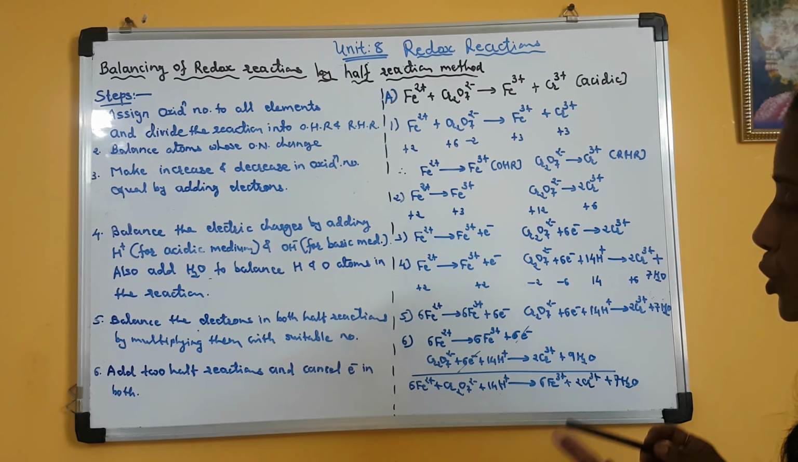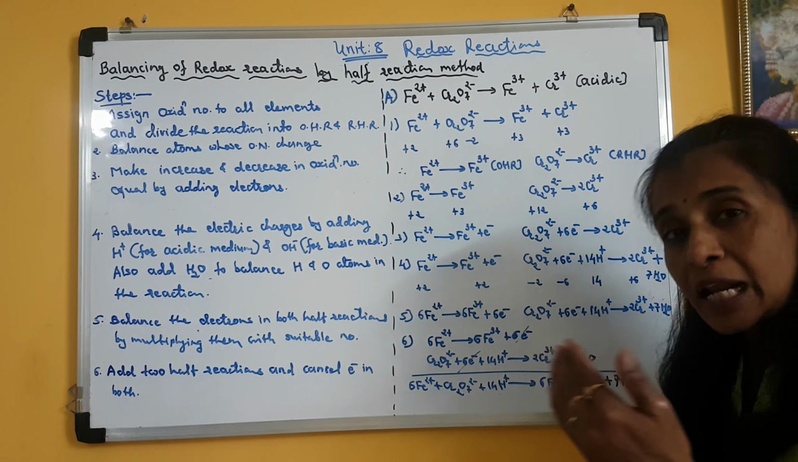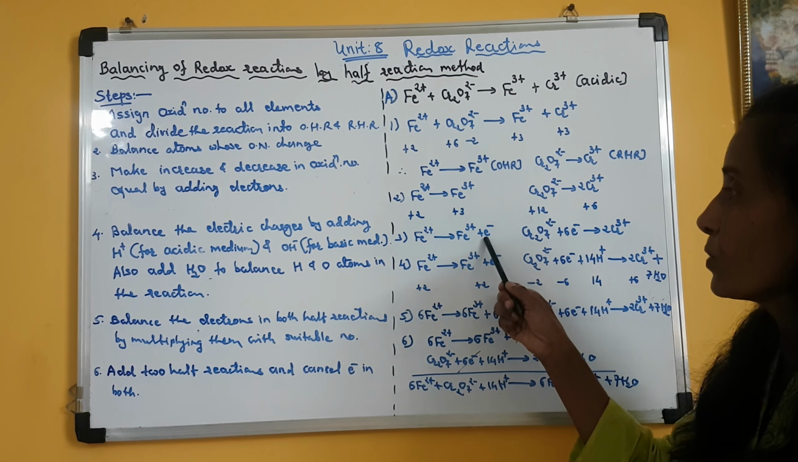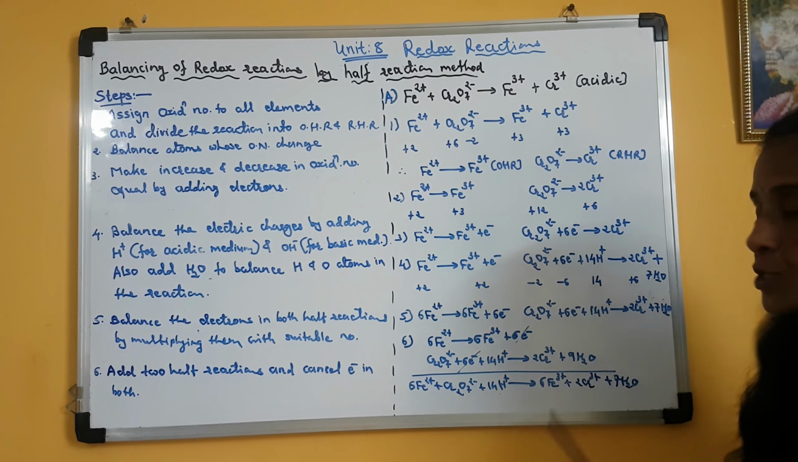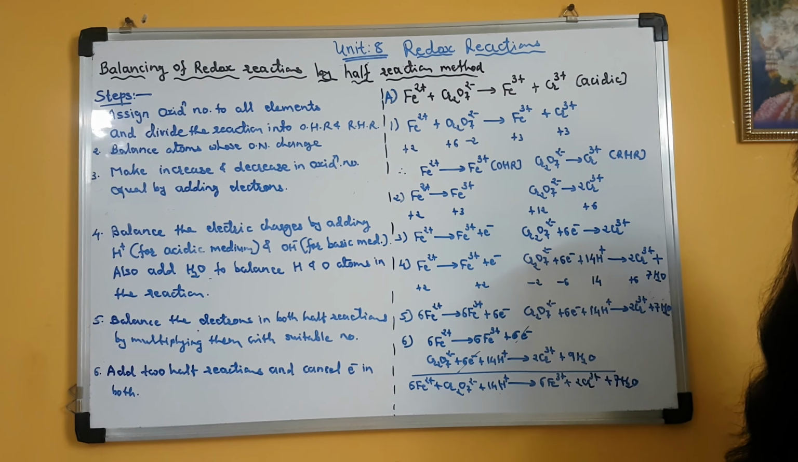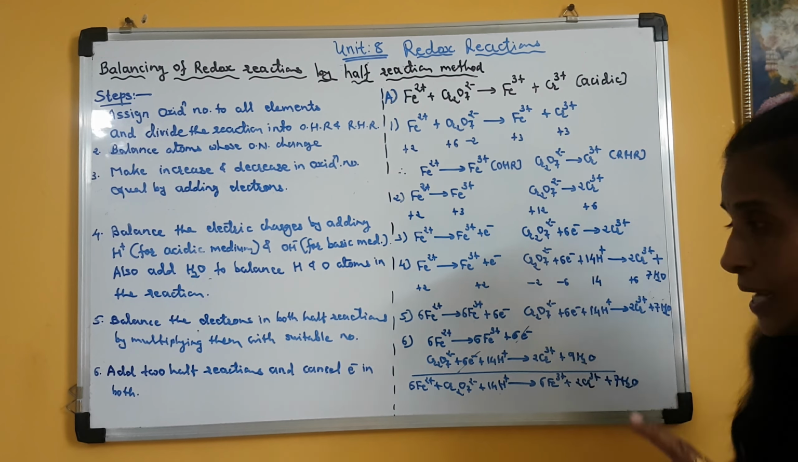Clear? We also know that in the oxidation reaction electrons are lost, and that is why they are always written on the product side. In the reduction, electrons are gained, so they are always written on the reactant side. Clear? So keep this also in mind so that you will not make mistake in exam.